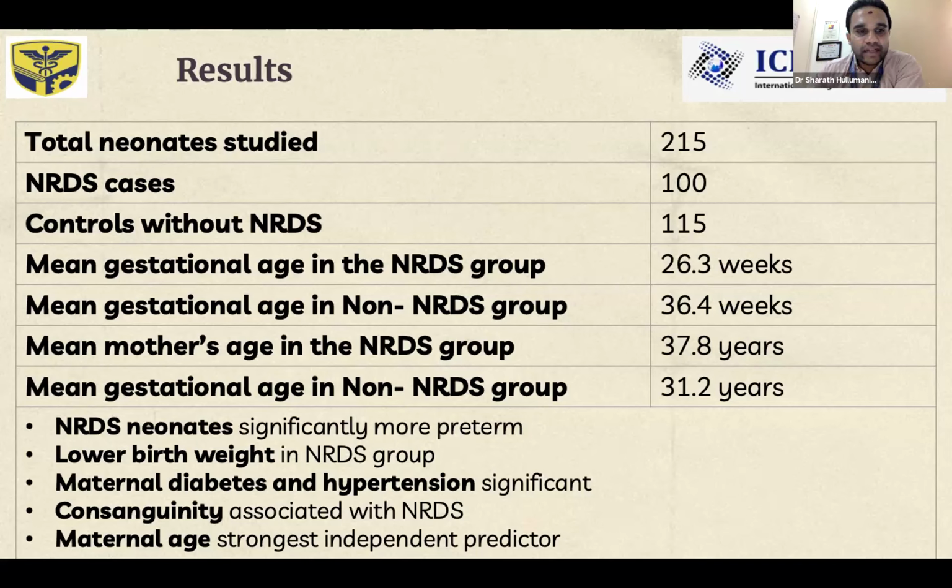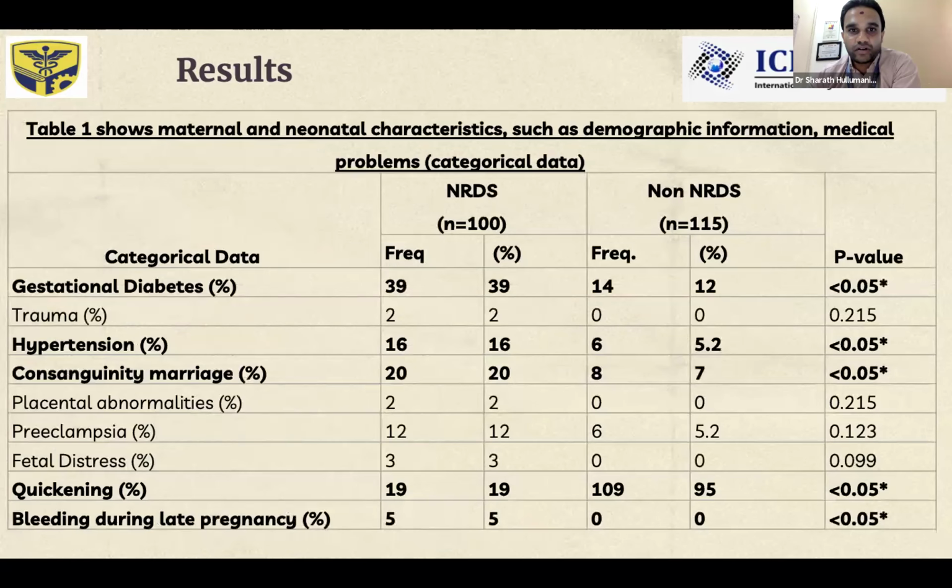By this, I can tell that NRDS neonates are significantly more preterm and have low birth weight in the NRDS group. Maternal diabetes and hypertension can be one of the significant factors, and secondarily consanguinity, and maternal age can also be an independent predictor for this particular disorder.